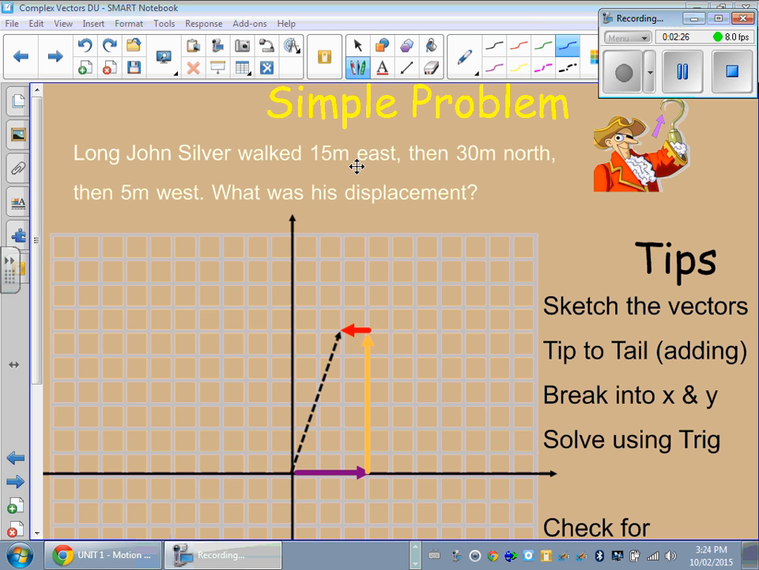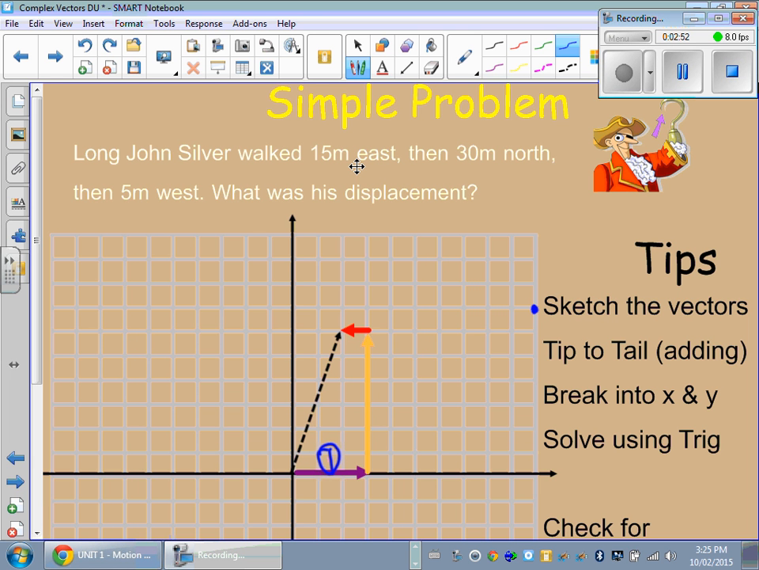Okay, so you can see originally he moved, the purple line is 15 meters east. So the initial one is 15 meters east, and this is important. When we're doing this, the first step should be to sketch the vectors. So sketch the vectors, and you're going to use a coordinate system for that. The vector is designated with an arrow. And then we're going to join these up tip to tail like we learned last year.